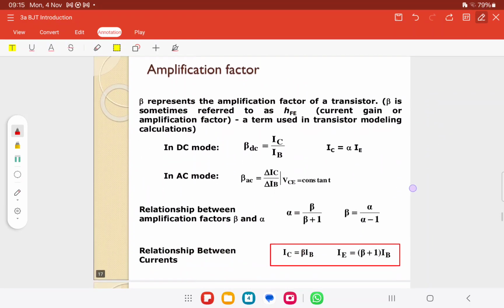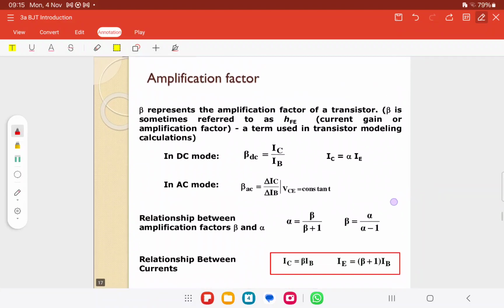Okay. Alright, so now kita nak pergi to beta value. Beta and alpha is the ratio ataupun amplification factor of a transistor. Okay. And this one, yang ni is dalam AC equivalent circuit. Nanti kita akan jumpa for the HFE. Okay. In DC, beta sama juga dengan IC equals to beta IB. This one you kena hafal. IC equals to beta IB.